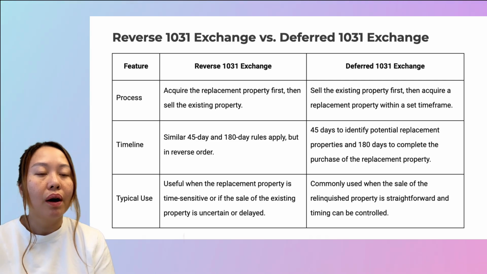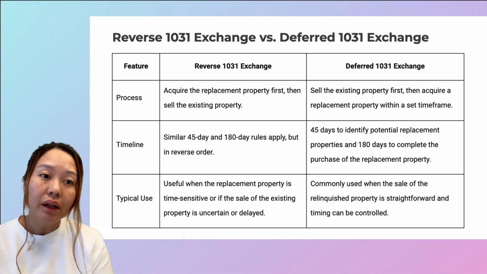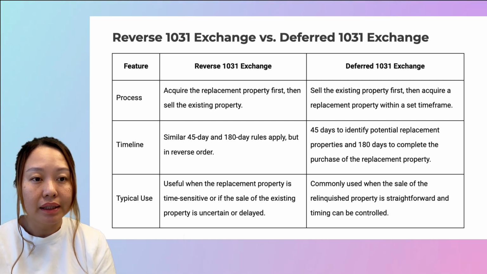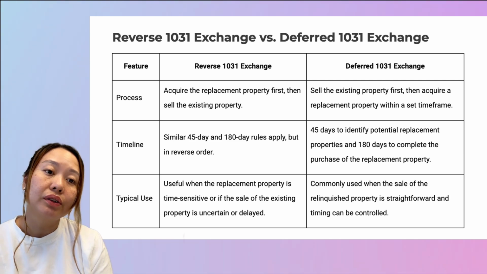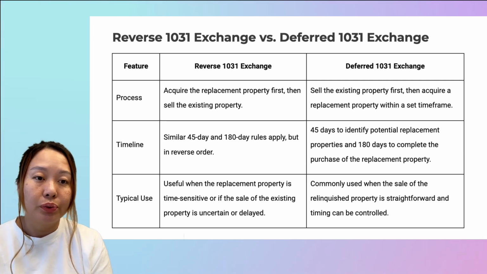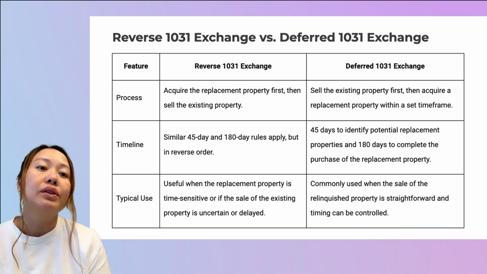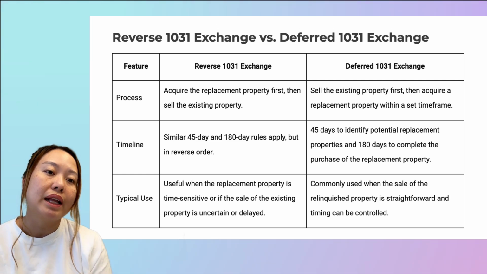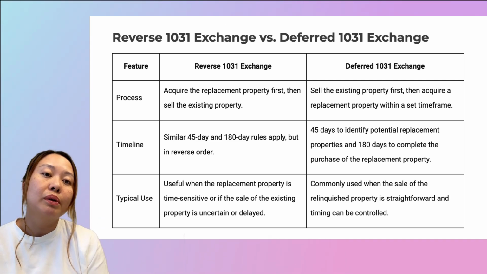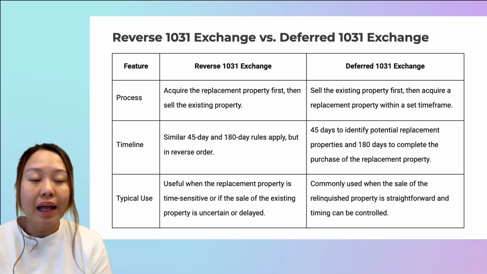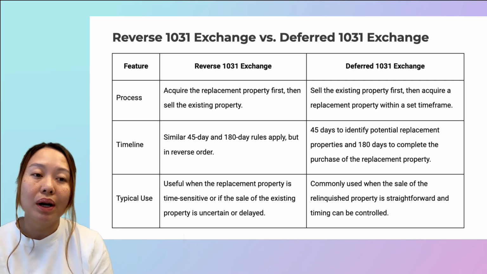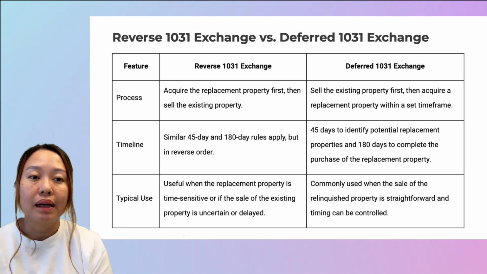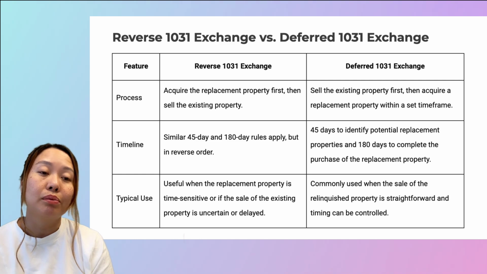Typical use for a reverse 1031 exchange: it is useful when the replacement property is time sensitive or if the sale of the existing property is uncertain or delayed. Usually in a hot market, you see a property you really like, you think it's going to fit really well with your investment strategy and investment goal, and you don't want it to pass by. You want to purchase it, but maybe you lack the funds, or you prefer to choose later which property you want to sell. You don't want to wait, you just want to seize this new property that you really like.